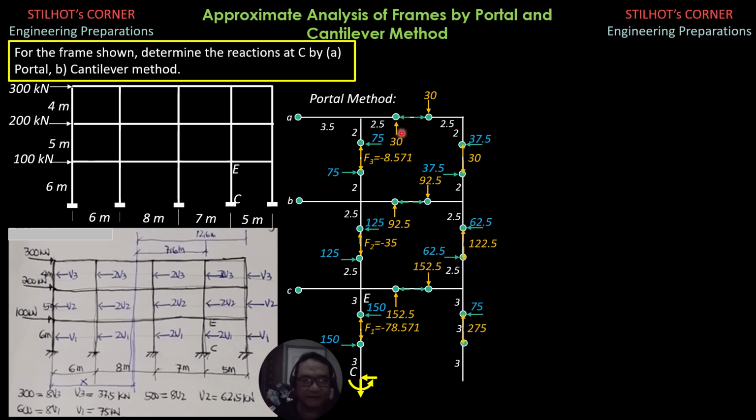Then this is also 30. These forces are not important because in this free body diagram, I sum up moments about A. So we have 30 here. This is 2 times 37.5, so 75. Then I'll call this F3, summation moment A equals 0, F3 times 3.5 plus 30 times 6 equals 75 times 2. So that's why we get F3 negative 8.571 kilonewtons.